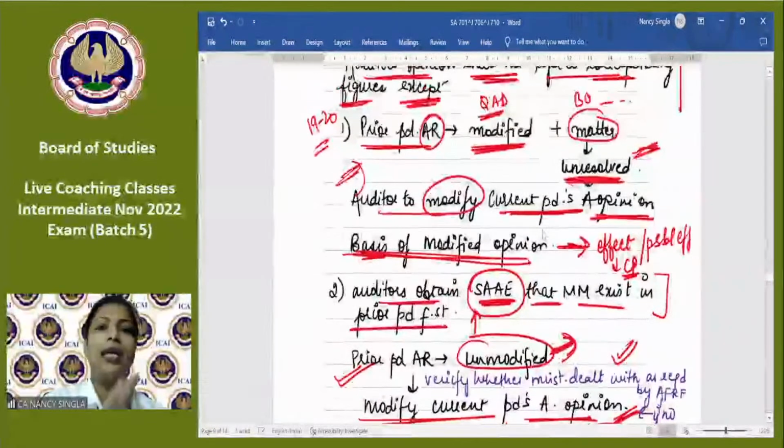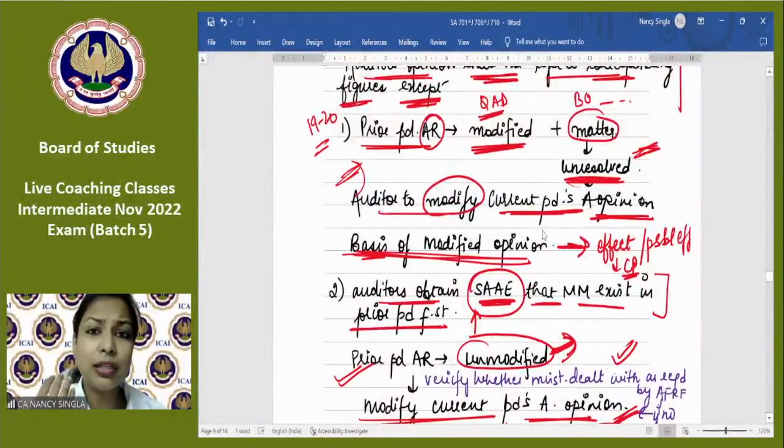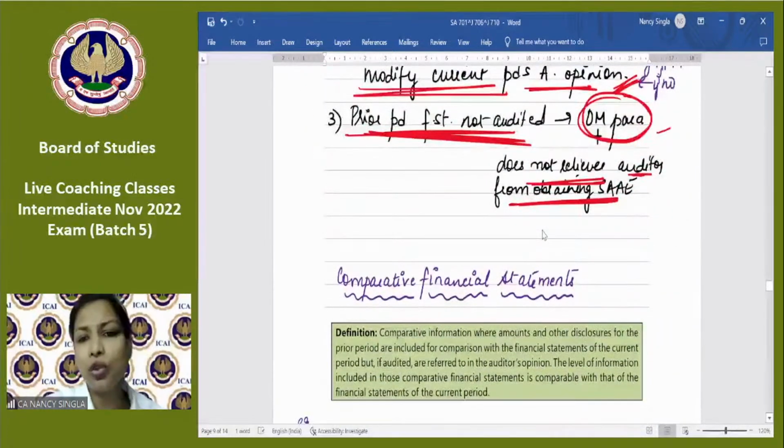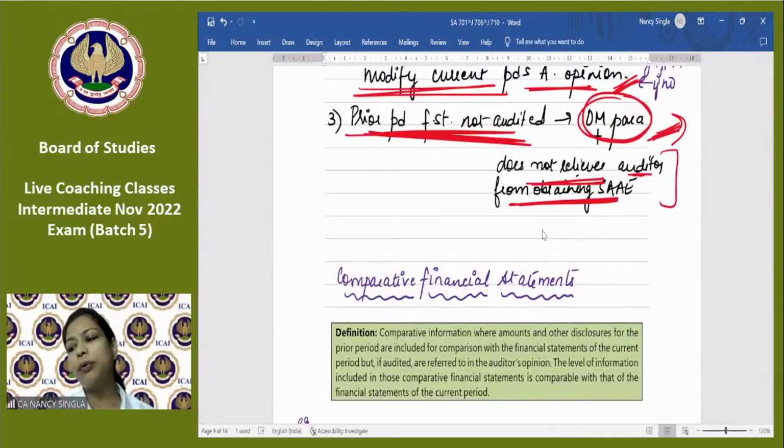Basically देखो क्या है, last year modify हुआ, management is not agreeing, management को कोई फर्क ही नहीं पड़ता कि लास्ट ईयर भी मॉडिफाई हो गया, अभी तक उन्होंने मैटर अनरिजॉल्व रखा हुआ है, तो दोबारा से फिर मैं मॉडिफाई करूंगा, देयर इज नो अदर ऑप्शन लेफ्ट, है ना. सेम वे हियर आल्सो. एंड प्रायर पीरियड नॉट ऑडिटेड, तो ओएम पैराग्राफ में मेंशन कर दो, एंड इट विल नॉट रिलीव ऑडिटर फ्रॉम obtaining sufficient appropriate audit evidence. Clear? तो ये था रिपोर्टिंग विद रिस्पेक्ट टू कॉरेस्पॉन्डिंग फिगर्स.